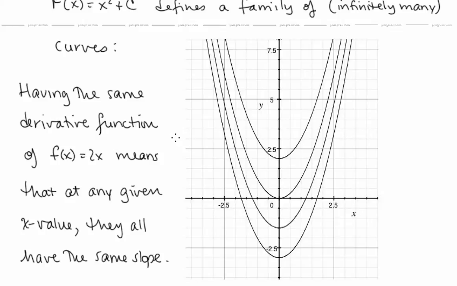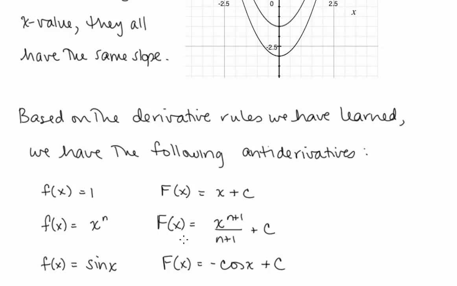And having the same derivative function of f of x equals 2x means that at any given x value, they all have the same slope. So notice at x equals 0, all of these parabolas have the same slope. They all have the same slope of 0. At x equals 1, again, they all have the same slope. They all have the same slope of 2. And so, as you could imagine, finding antiderivatives requires remembering a set of antiderivative rules.